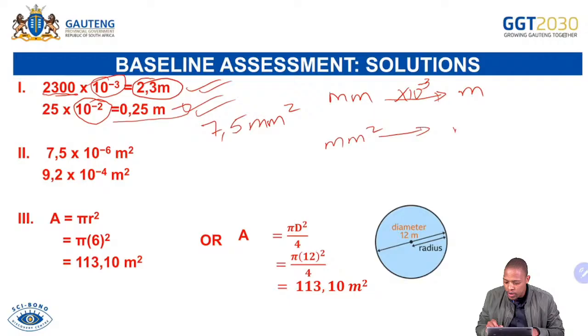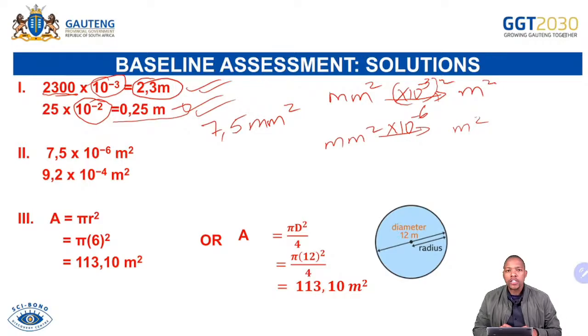Now you are going to square meters. So what are you basically doing here? You are squaring the millimeters, you will square the meters. So that means you must also square the conversion factor. As simple as that. So that will give you what? Times 10 to the power of minus 6. Okay, I hope you are getting what I'm talking about, grade 12.